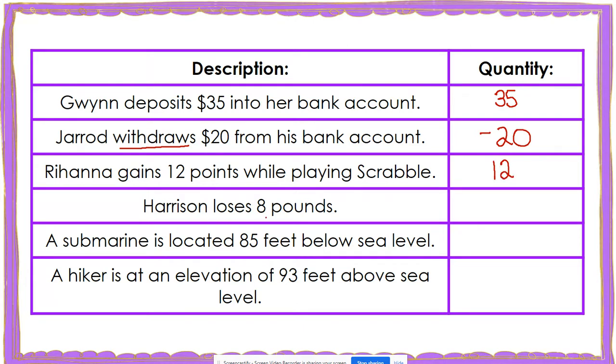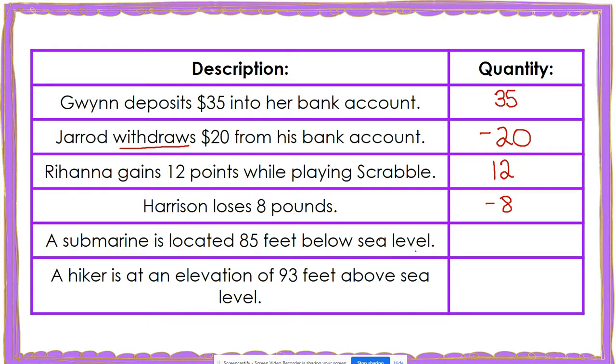Next, I see that Harrison loses 8 pounds. If he loses 8 pounds, then it is being taken away, which means a negative 8 can be used to represent this quantity. A submarine is located 85 feet below sea level.